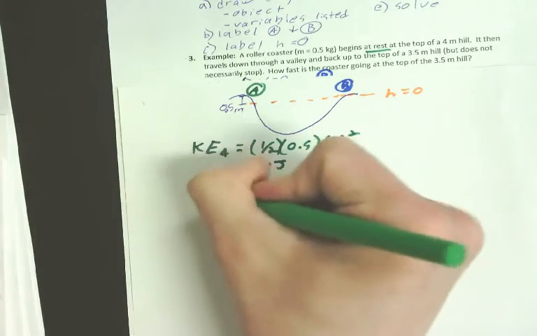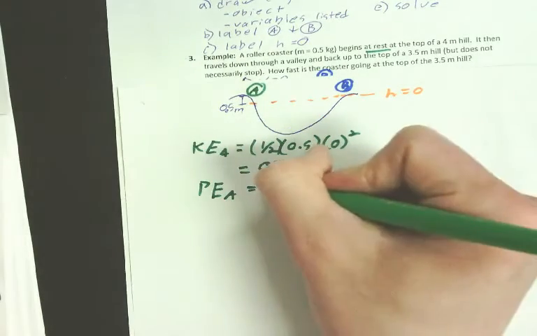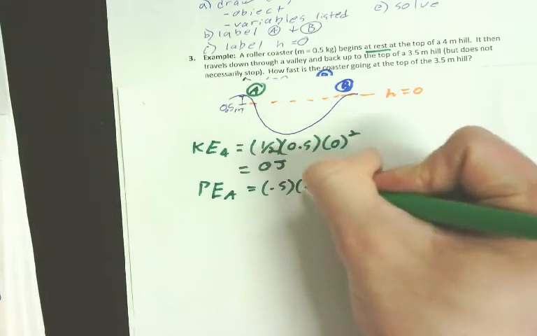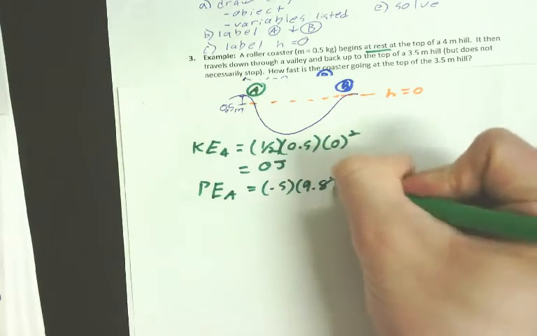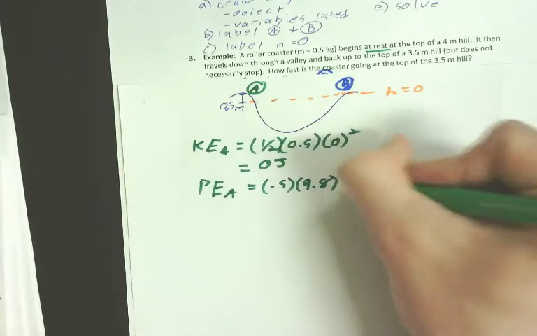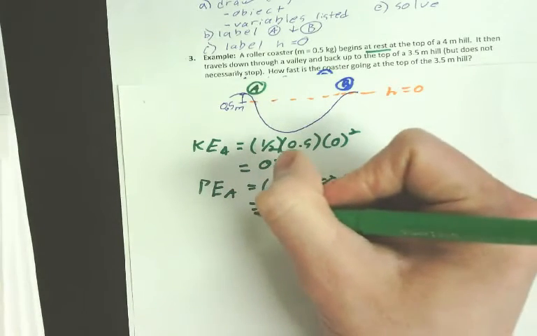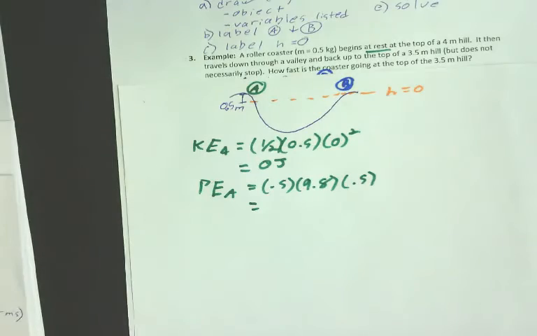The potential at A will not be the same here. Okay, mgh, 0.5, 9.8. But it's not the height above the ground. It's the height above B now, which is 0.5. That gives me a potential of, I wrote it down, 2.45.